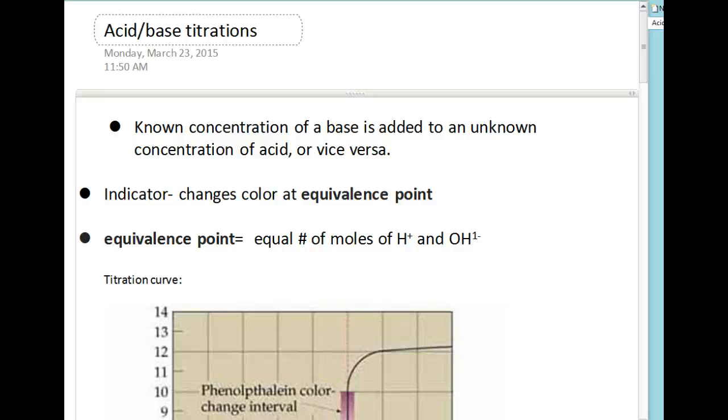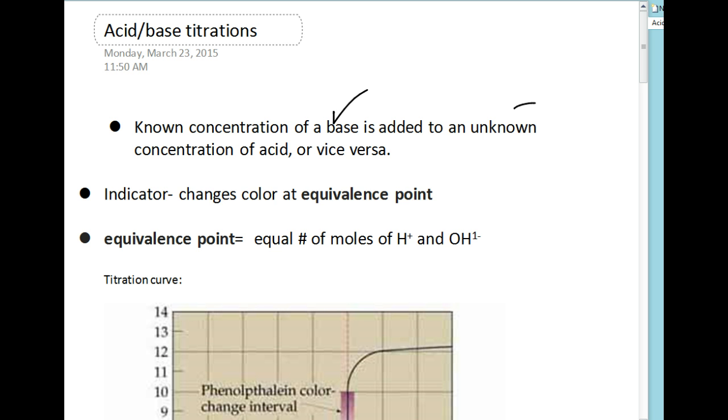Tonight's video we're going to talk about acid-base titrations. As you saw in the previous video, an acid-base titration is when a known concentration of an acid or a base, say a known concentration of base, is slowly added to an unknown concentration of an acid, and that can be vice versa. We can have a known concentration of acid added to an unknown base.